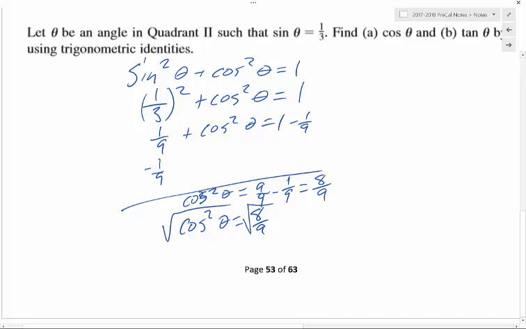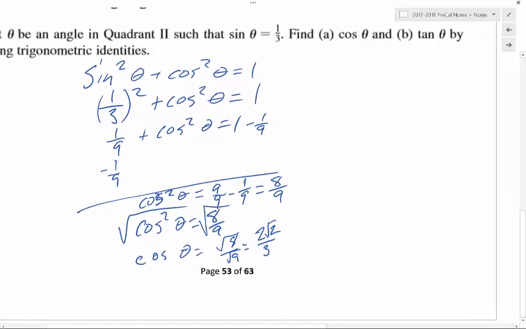So cosine squared of theta is 8 over 9. Take the square root of both sides. The cosine of theta will equal the square root of 8 over the square root of 9. Square root of 9 is 3. And the square root of 8, when we reduce it, is 2 times the square root of 2. So that is the cosine of the angle.